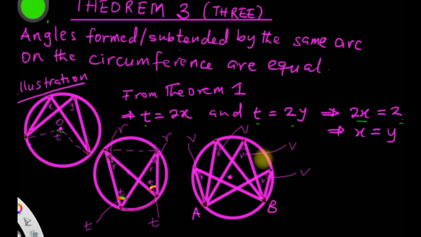So, in fact, irrespective of the number of angles that can be formed by the same arc on the circumference, all those angles will have to be the same. So that is what this theorem states. It says that angles formed by the same arc on the circumference are equal. So this angle here is equal to this angle, and it's equal to this angle, and it's equal to this angle. So that is what the theorem says.